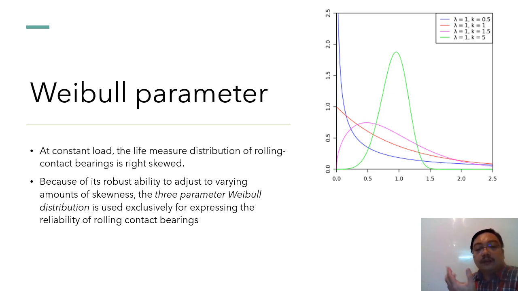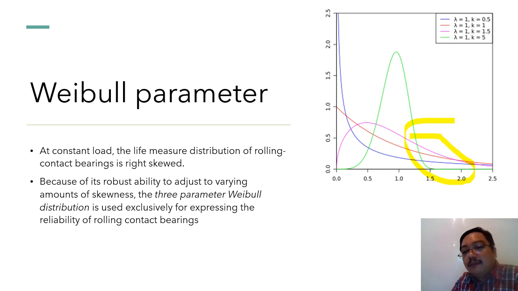Okay, so let's continue. The Weibull parameter at constant load. At constant load, the life measure distribution of rolling contact bearings is right skewed. Here you see, right skewed, like this. Because of its robust ability to adjust to varying degrees of skewness, the three-parameter Weibull distribution is used exclusively for expressing the reliability of rolling contact bearings, which is specified at the 10th percentile, 50th percentile, and 90th percentile. Okay, 10, 50, and 90.